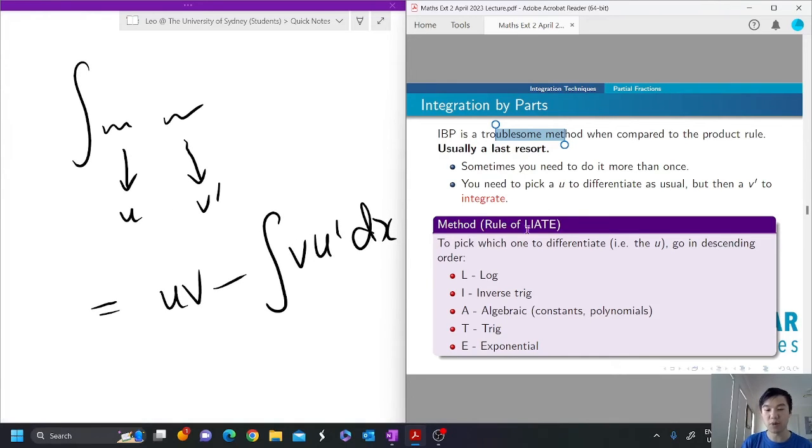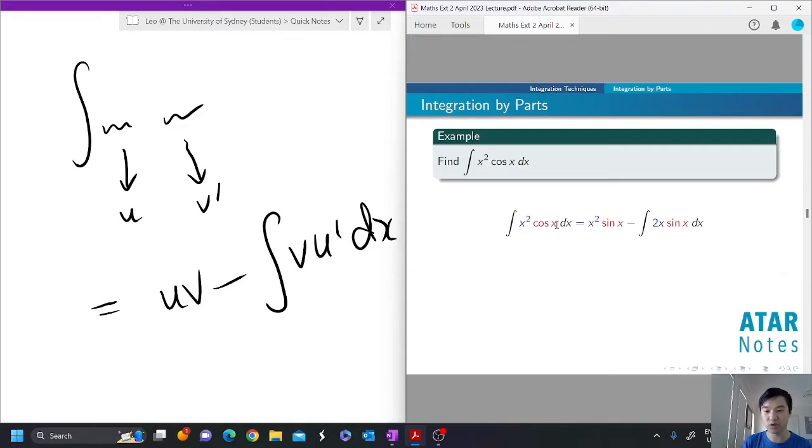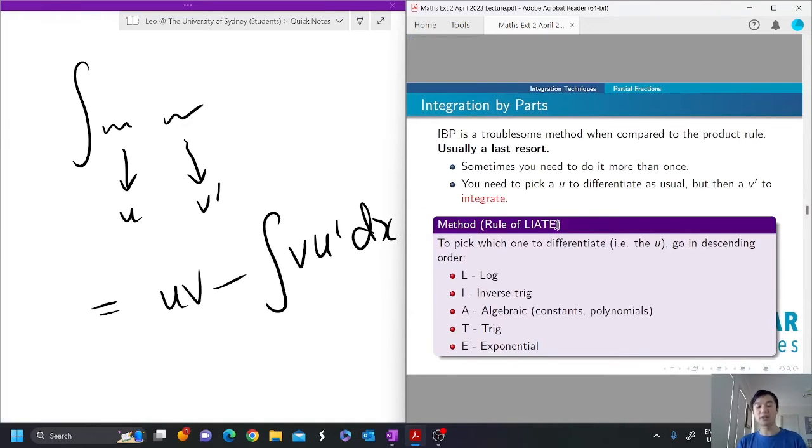So the mnemonic is LIATE. This is a really useful mnemonic because it tells you the priority of which one you should let be u. So it goes log, inverse trig, algebra, trig, exponential. That's what LIATE stands for. So if you have a logarithmic function somewhere in the integral, you want to prioritize giving that one to be u.